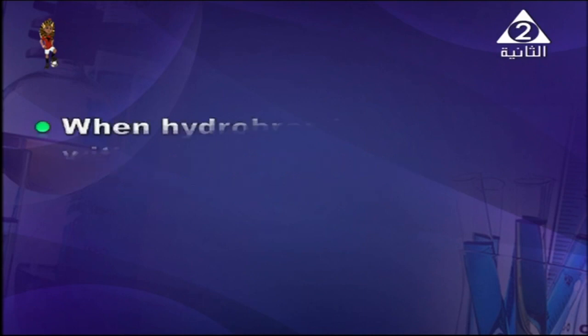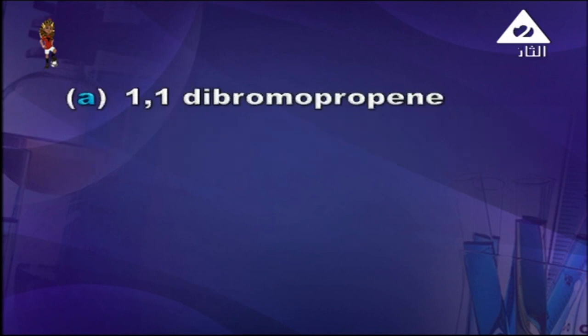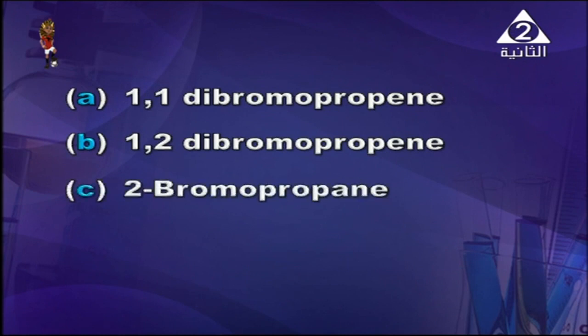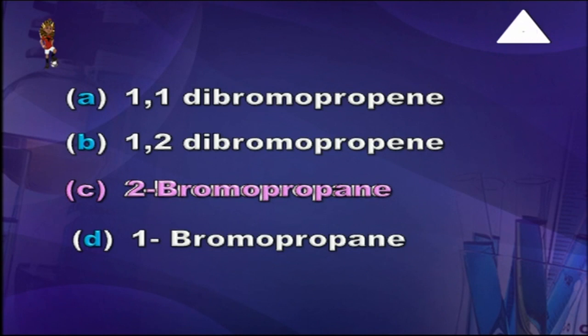Concentrate on the question. Another question: when I say hydrobromic acid, HBr, reacts with propene, what is the product? This means don't answer this question without an equation. Look, my dear: 1,1-dibromopropene, or 1,2-dibromopropene, or 2-bromopropane, or 1-bromopropane. Now, what do you have? Good. We can say 2-bromopropane. Easy question and important. The equation helps me to find this answer.